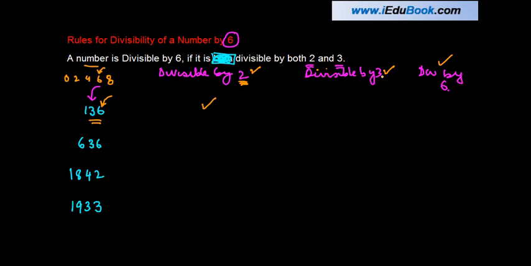The rule for divisibility by 3 was that the sum of the digits should be divisible by 3. If I take the sum of digits for this number, what do I get? I get 1 plus 3 plus 6, which is equal to 10. But 10, when divided by 3, is it divisible by 3? The answer is no. And for this to be divisible by 6, it has to be divisible both by 2 and 3. In this case, it's not divisible by 3. Hence, we say that 136 is not divisible by 6.